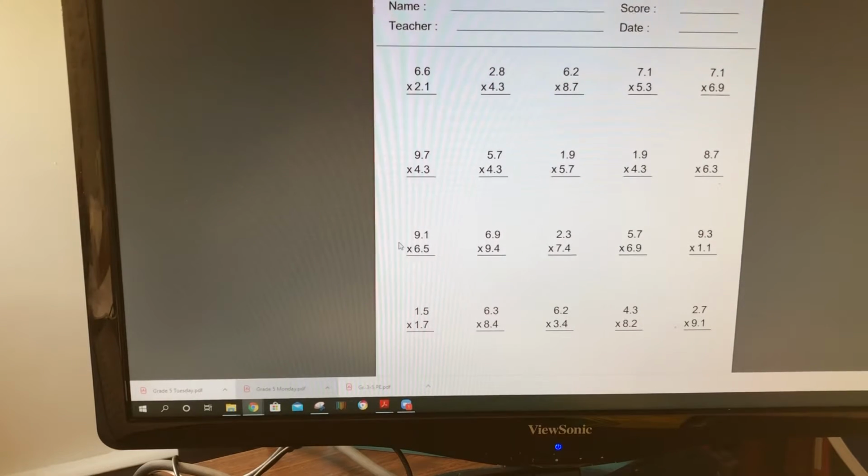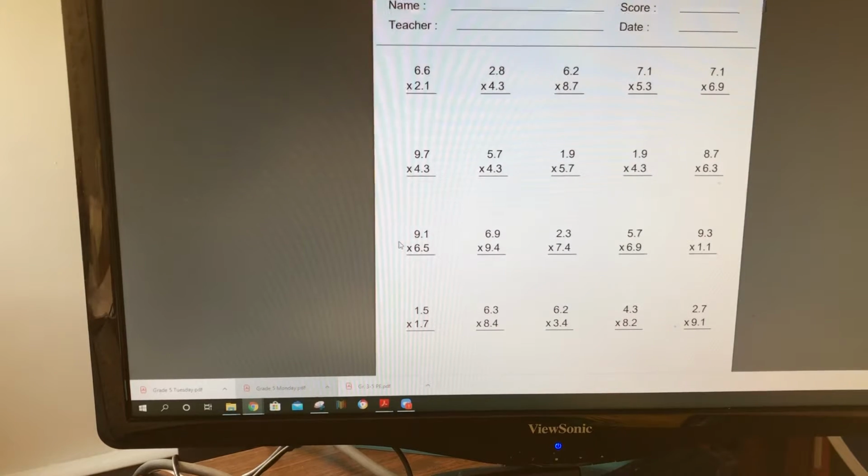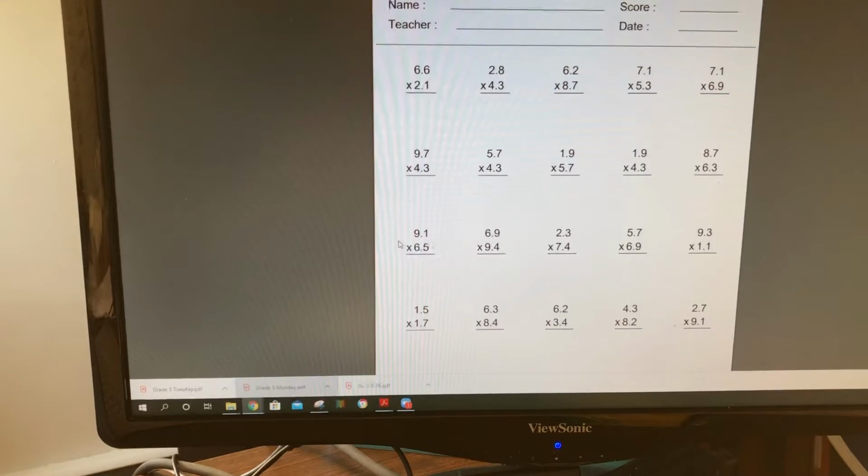Last week we did a decimal number multiplied by a whole number, and we did that on Friday when we were doing money, so you could have like $5.75 times 5, okay? But today we're doing decimal multiplied by a decimal.